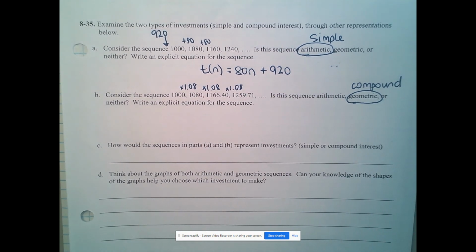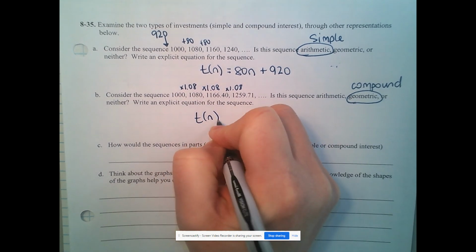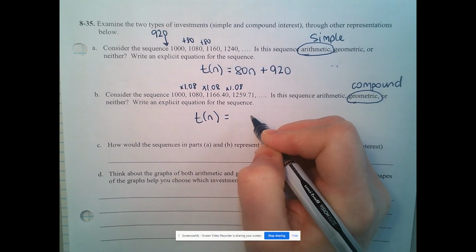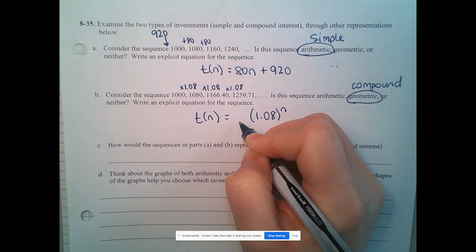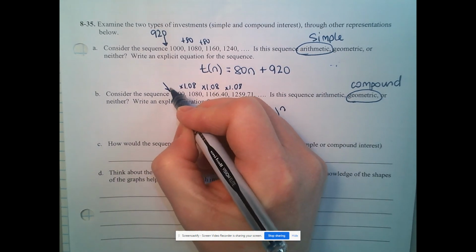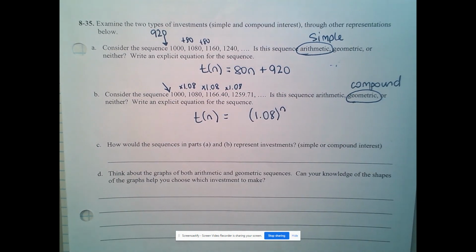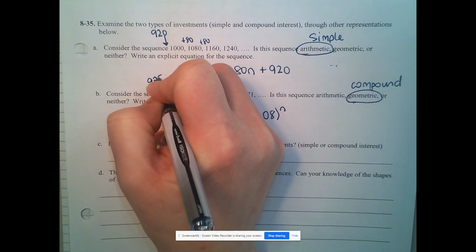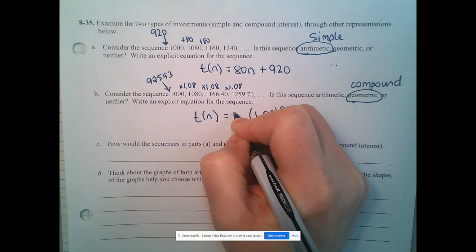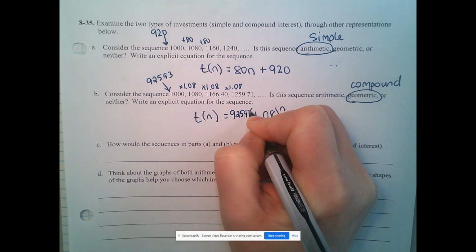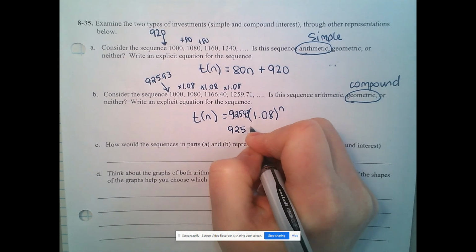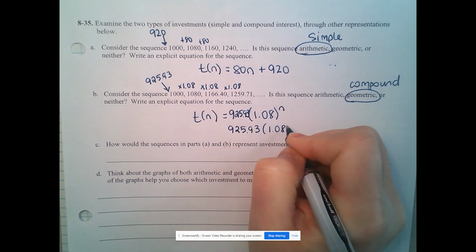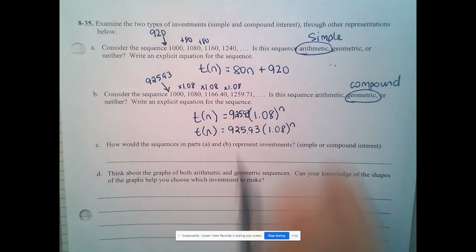Write an explicit equation for this sequence. It says sequence, so we're using T of n. The multiplier 1.08 is what's going to go in the parentheses to the nth power. And we need our initial value, which is the one before the 1,000. So we'd need to divide by 1.08 to get that the initial value was 925.93 for the equation. We're not talking about walking into a bank. We're talking about what the equation looks like in order to be able to graph it or use it. So this is 925.93 times 1.08 to the nth. My handwriting was a little smushed there.